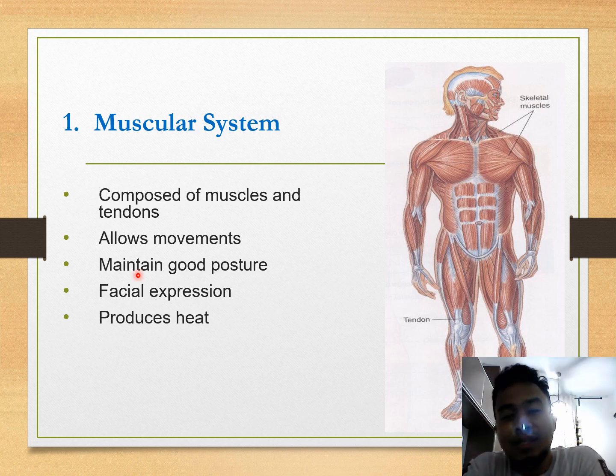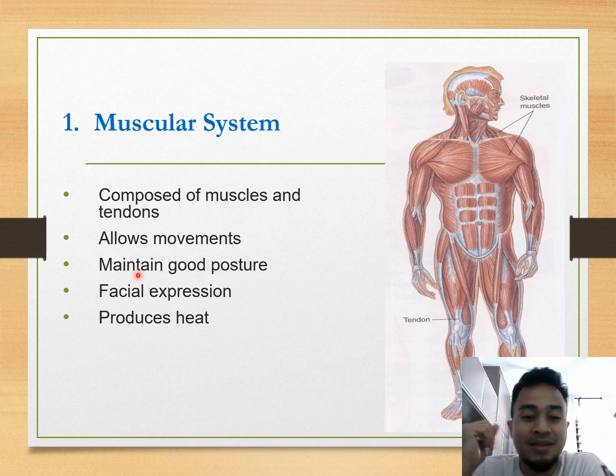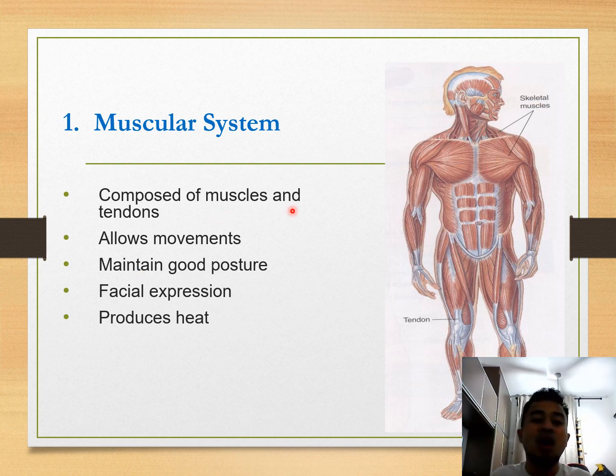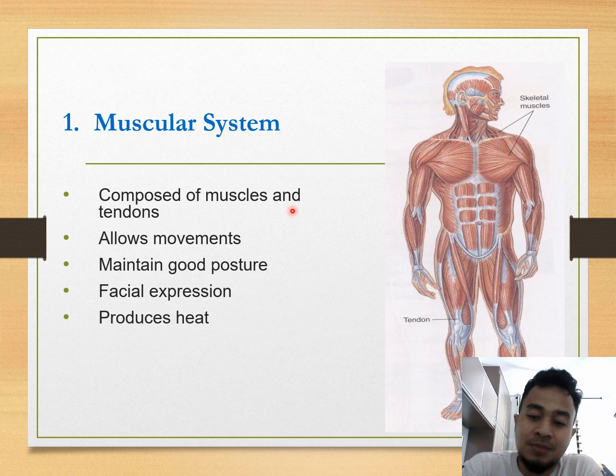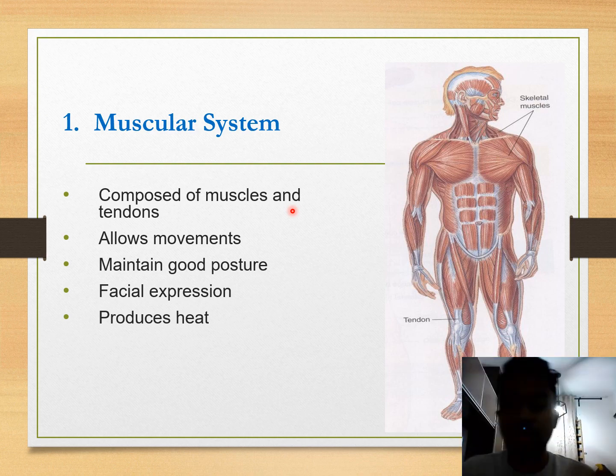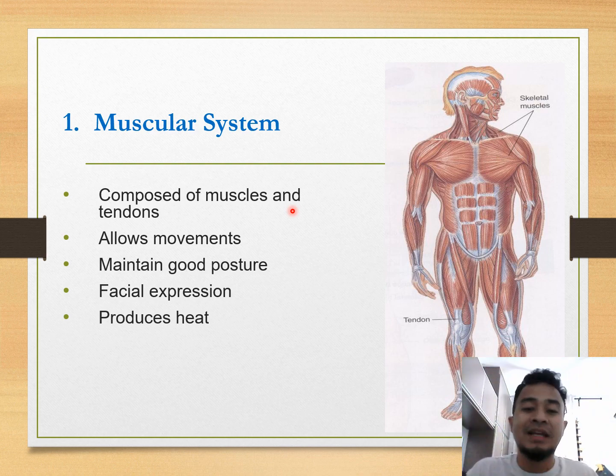So the muscular system, as I mentioned before, is about muscle and motor movement. It's composed of muscles and tendons, allowing movement to run, to walk, to sleep, to breathe, and so on. It maintains good posture and our facial expressions, angry, happy, sad, and so on. And it produces heat. For information, all movement produces energy, and a byproduct of the energy is also heat, to sustain our body temperature, which is ideally 37 degrees Celsius.